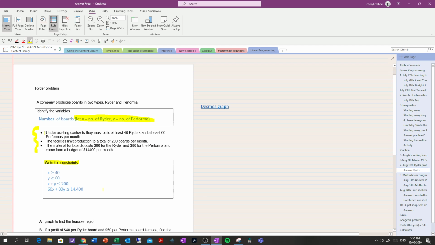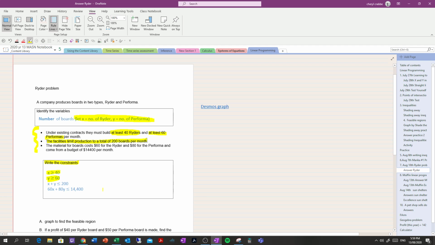So we'll read this. Under existing contracts, they must build at least 40 rider boards and at least 60 performa boards. Now, just because they're in the same sentence doesn't mean it's all one inequality. This is X and this is Y. At least 40 means we have to make 40 or more boards. At least 60 means 60 or more boards. So we write the constraints as X is greater than or equal to 40, Y is greater than or equal to 60, because they have to be 40 or bigger, 60 or bigger for rider and performa boards. So those are two constraints there.